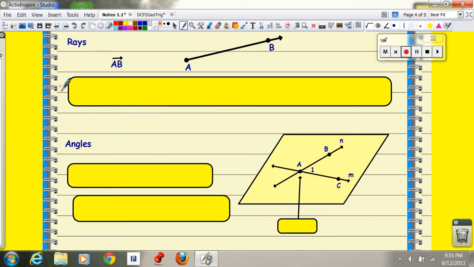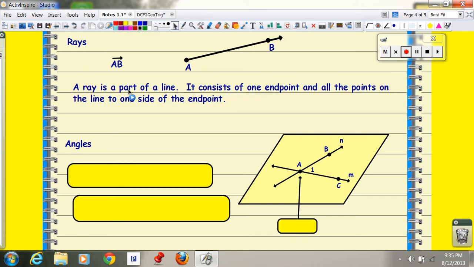Okay, moving on to rays. A ray has an endpoint, and it goes on in one direction forever. An endpoint with one direction. So a ray is a part of a line. It's not a whole line, it's a part. The key there is that it's a part of a line. It consists of one endpoint and all the points on the line to one side of the endpoint. Only this side of the endpoint, not the other side. We label it as ray AB.